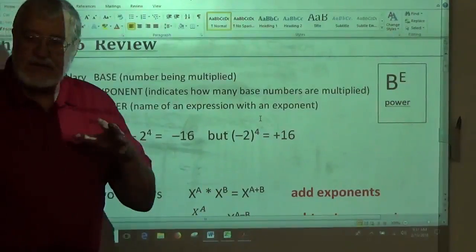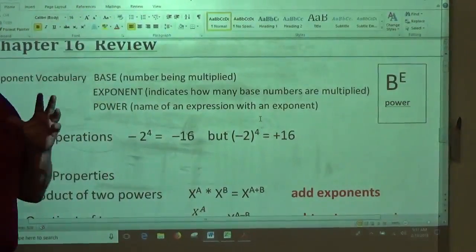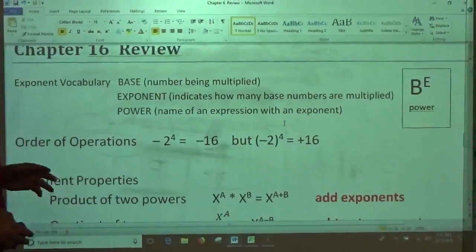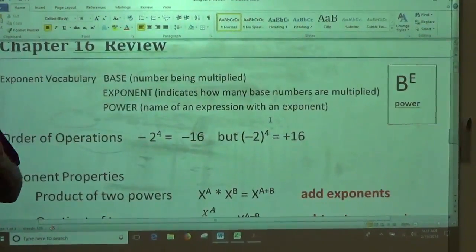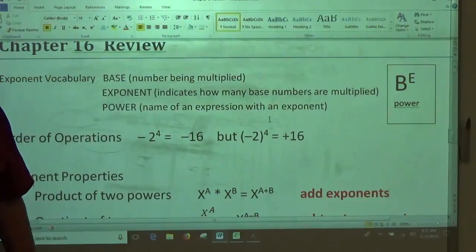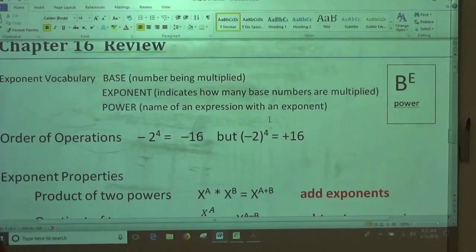Okay, this section that we're going to move to now is the review of the skills for all of Chapter 6. What I've done is I've tried to get them in some semblance of order, but also follow through with the way it was presented in Chapter 6. So the first thing that we've got to look at is just some exponent vocabulary.